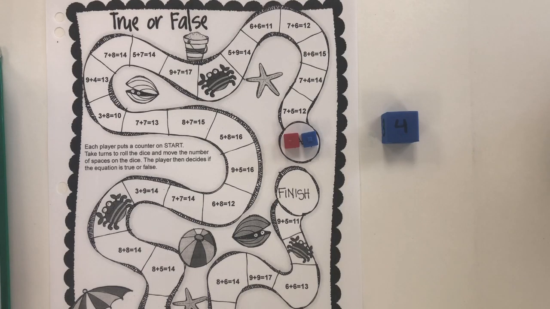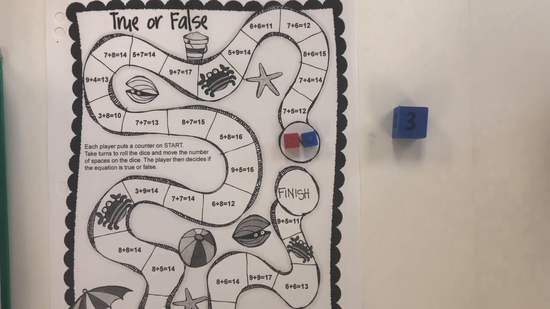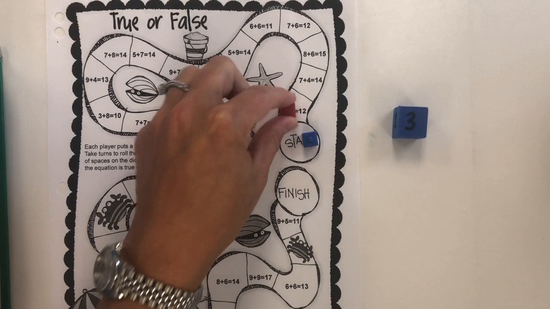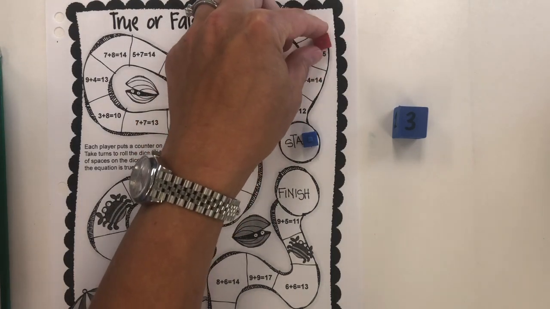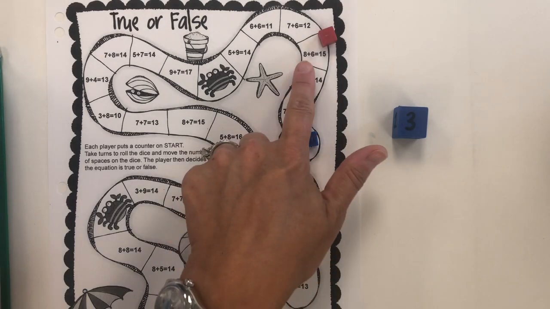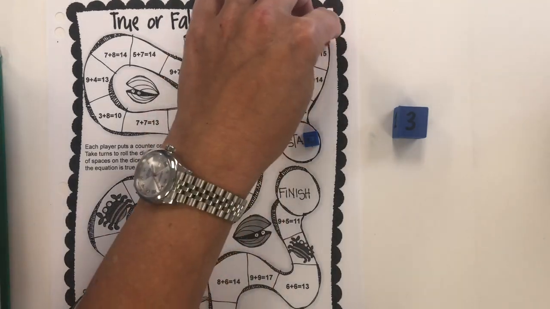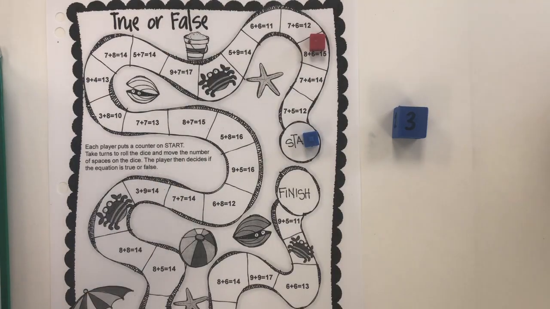All right, so player one rolls the dice. All right, I rolled a 3. I'm going to let the red guy go first. 1, 2, 3. And so the equation that he landed on is 8 plus 6 equals 15. See if you can figure out if that is true or false. 8 plus 6 is 15. I'm going to use my 120 chart to help.